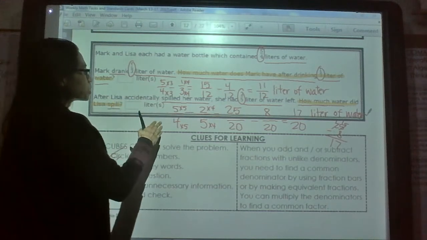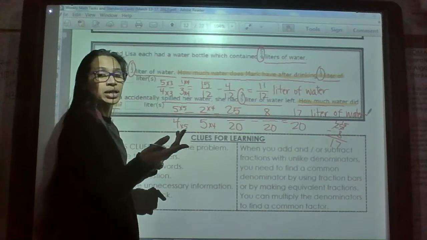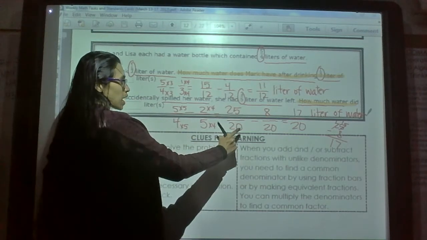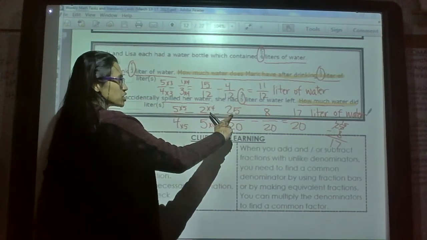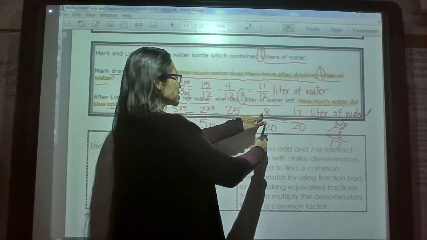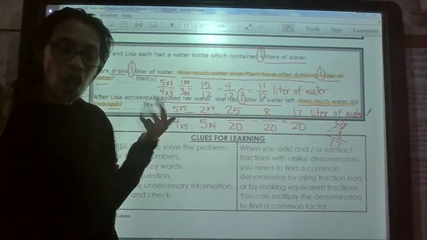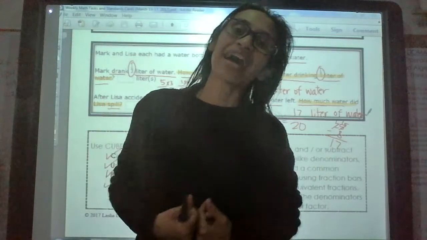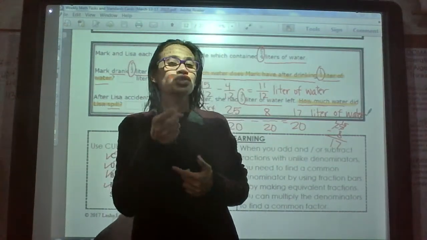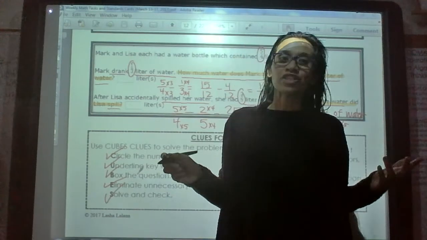And for Lisa who spilled it, it's 5/4 minus 2/5. Our common denominator is 20. 4 times 5 is 20. So we do 5 times 5 is 25. 5 times 4 is 20. So we do 2 times 4 is 8. Subtract that and you get 17 over 20 liters of water. We are done with that task. Go ahead and make sure you worked everything out correctly. Follow the steps. Yep, we solved and checked that.